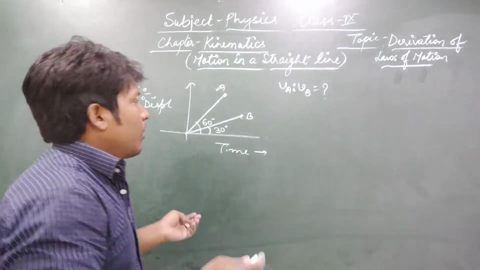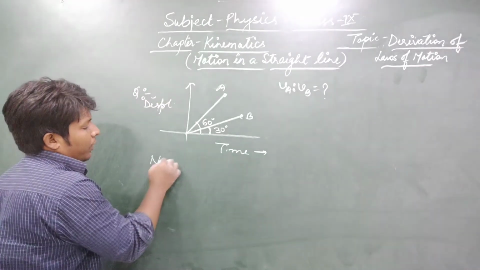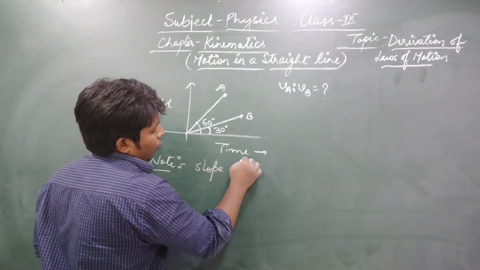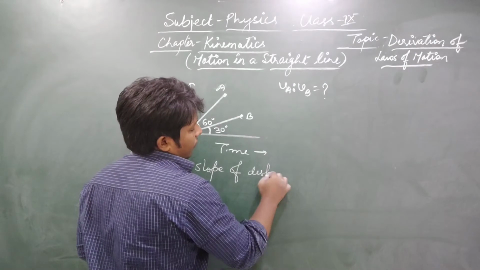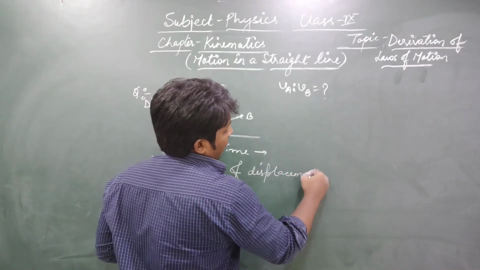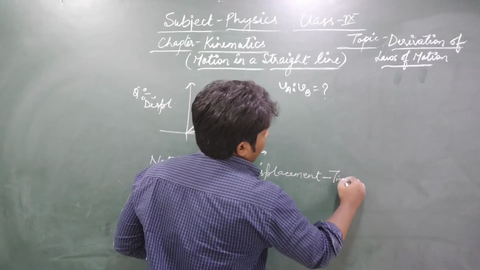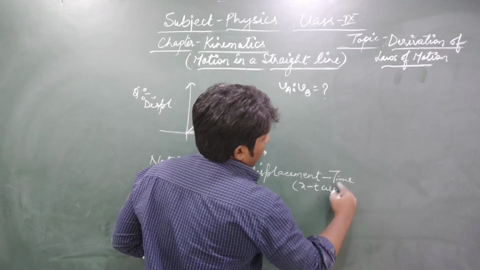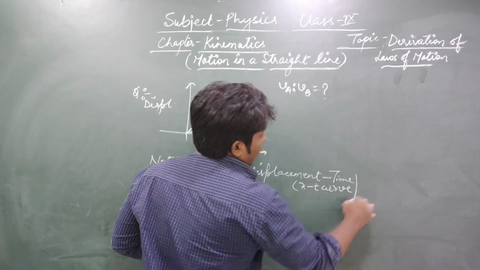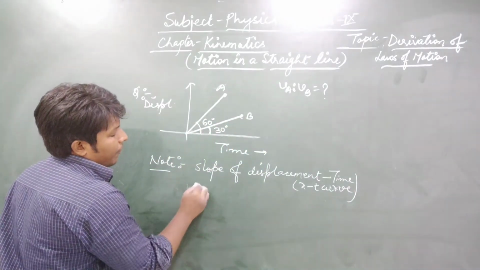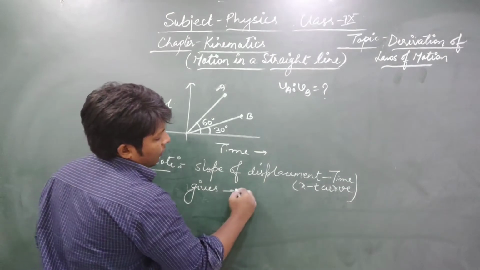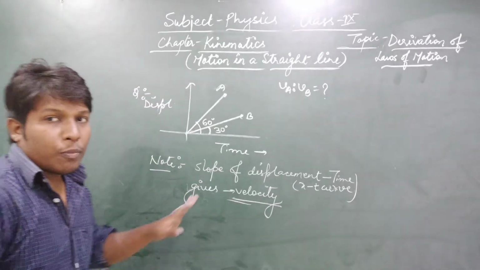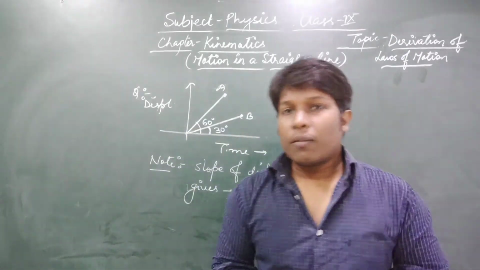It is quite easy, we already know. Just note a point here: the slope of the displacement time graph, or in short form the x-t curve, will give velocity.